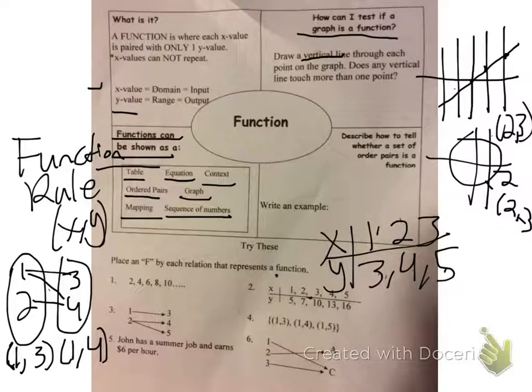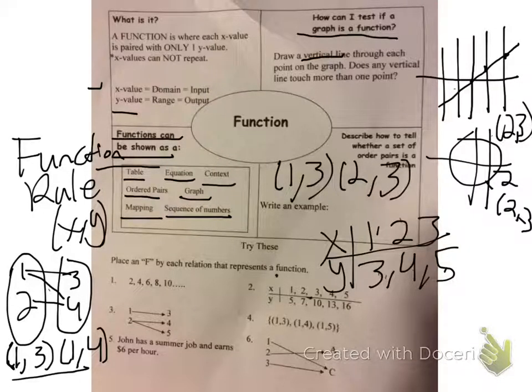Alright, and then the next part, describe how to tell whether a set of ordered pairs is a function. We just kind of talked about that in the mapping part. If we know that your x values don't repeat, now my y values can repeat all day long, but our x values cannot repeat. So right here, this would be a function because my x values don't repeat. Now, just like over here where we did the mapping, we had 1, 1, and they repeated.